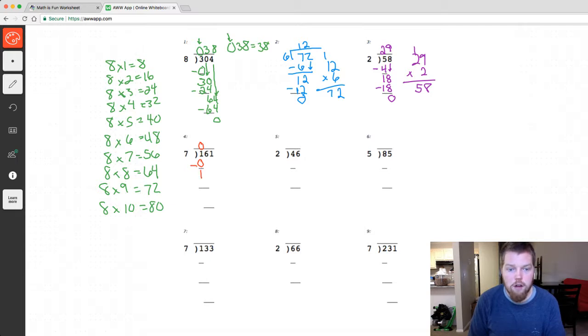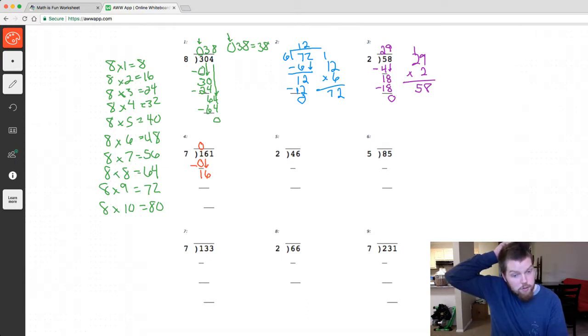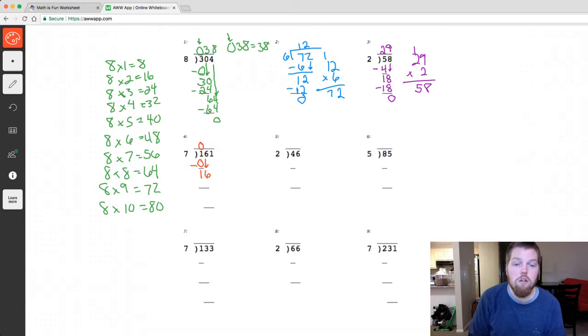And carry down our next place. Again, knowing your multiplication tables here is going to make this really easy. So if these problems are taking you a long time, again, I'd suggest doing some flashcards or something to practice those multiplication tables, because that's going to make your life a lot easier for long division.